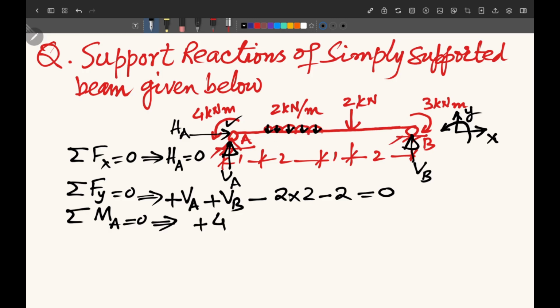Then we look at this 2 kilonewton per meter. Now when we take the moment of UDL, we consider its centroid to find the distance.